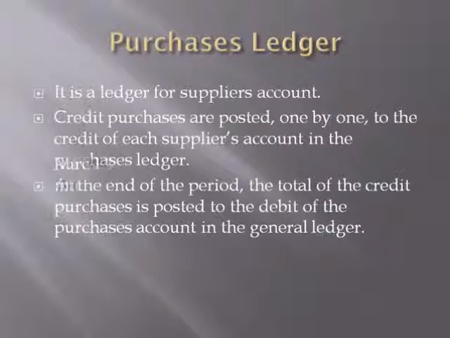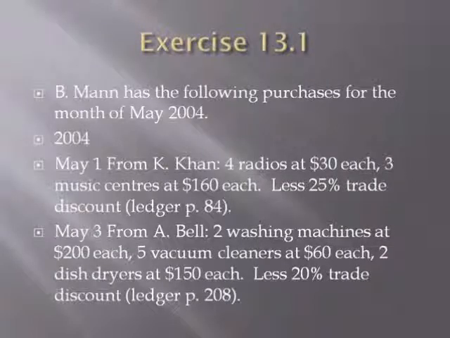And that is self-explanatory. At this time, I'd like you to turn to exercise 13.1 as we look through it and we look to answer these questions. It says, B man has the following purchases for the month of May 2004. May 1 from K-Can, 4 radios at $30 each, 3 music centers at $160 each, less 25% trade discount, and the page number for the ledger is page 84.